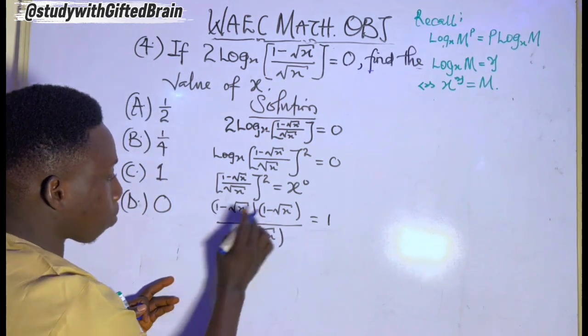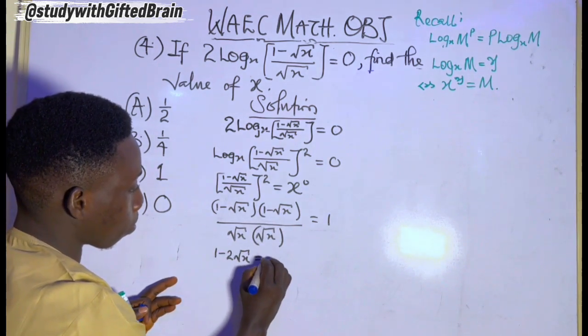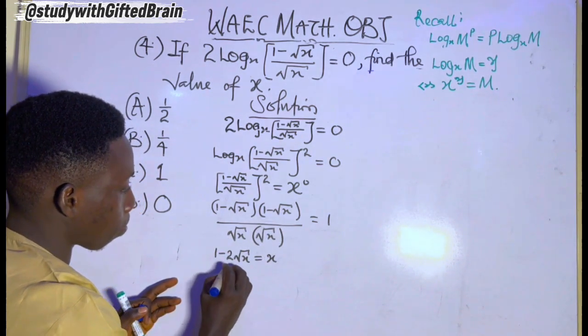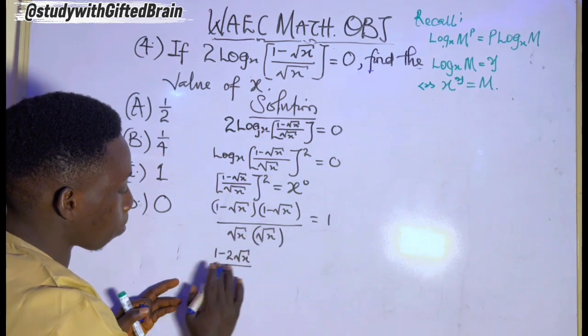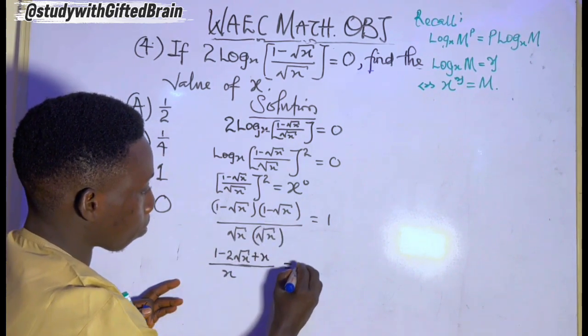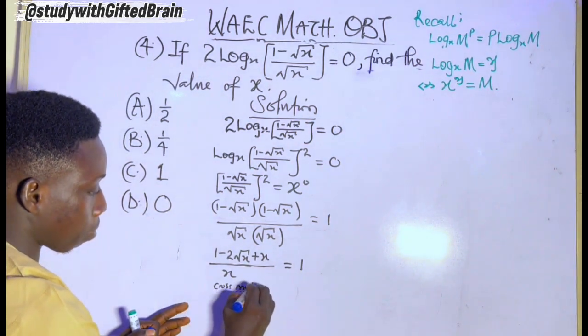x raised to power 0 is 1. Now, when you expand the bracket up, the answer is going to be giving us 1 minus 2 root x plus x over x equals 1, because root x times root x will give you x at the denominator.